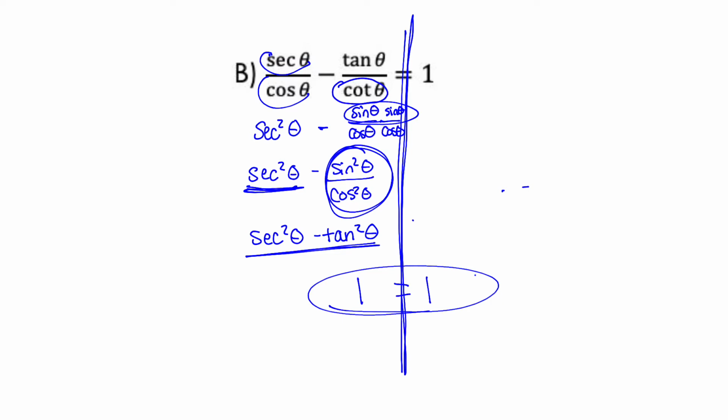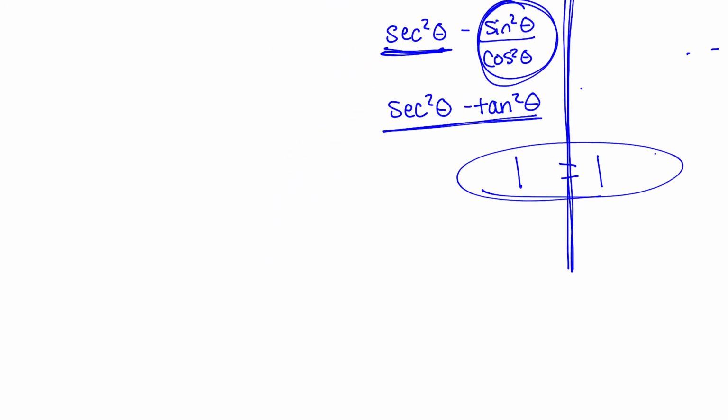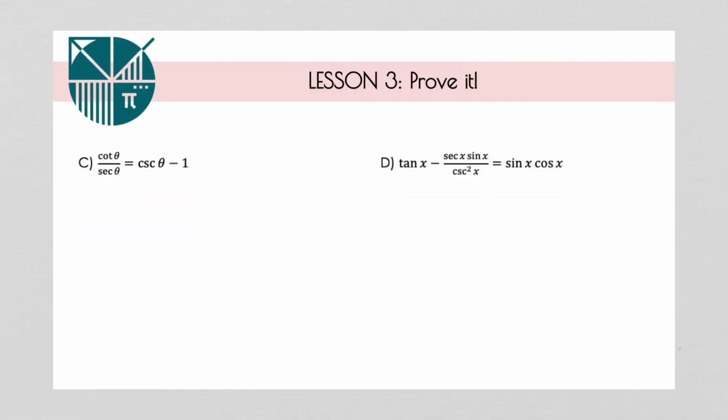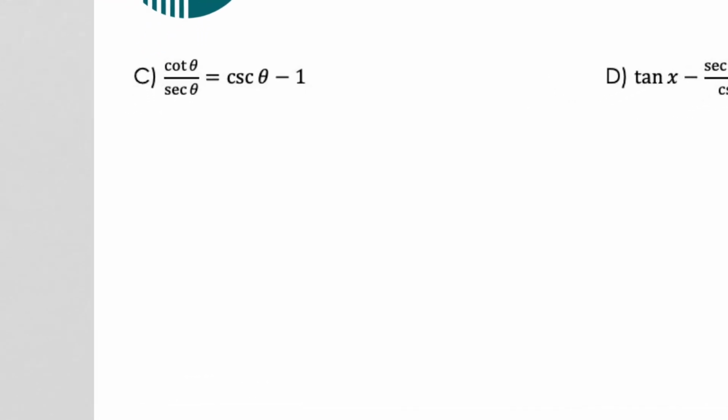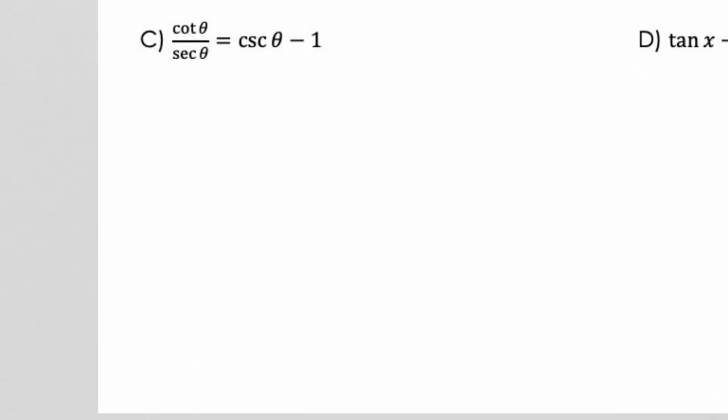Okay, let's try it again. And feel free to pause these anytime if you need more time to do it, okay? So here we have cotangent theta over secant theta equals cosecant theta minus 1.